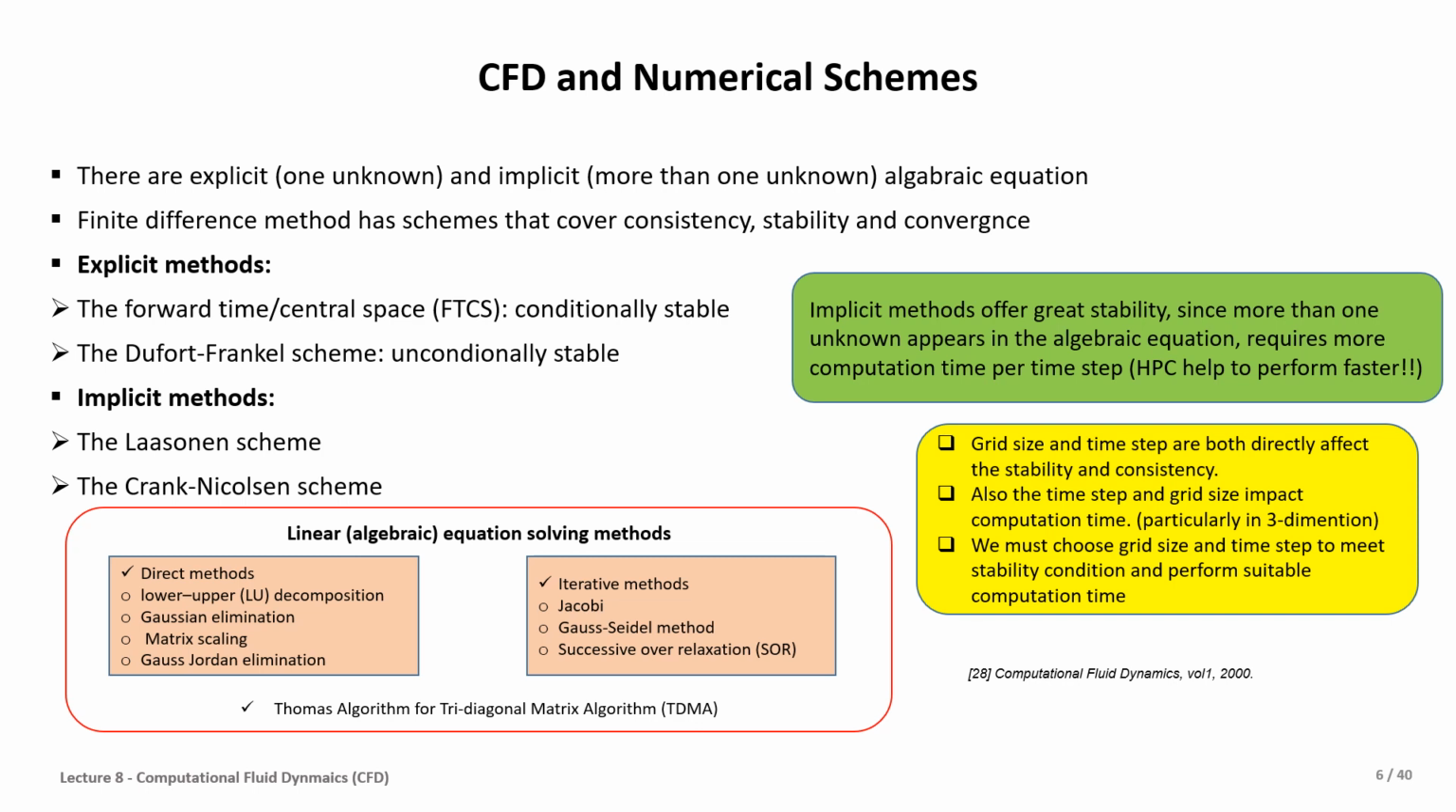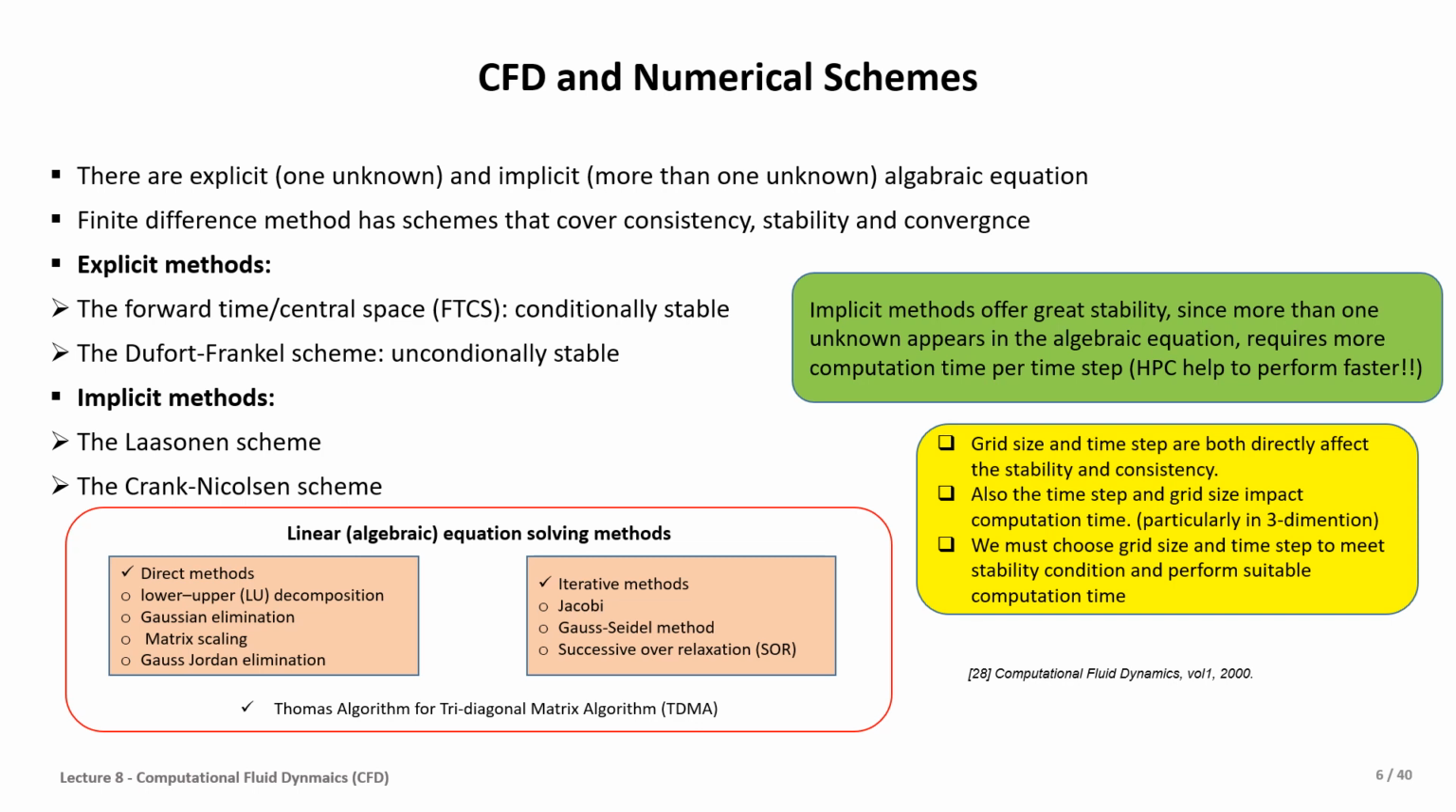However, the point regarding implicit and explicit is that implicit methods offer great stability, since more than one unknown appears in the algebraic equation, and require more computation time per time step. At this point, it shows that if we are using the implicit method, we will have great stability, then it will reach a great solution. However, because the number of unknowns will be more than one, the algebraic equation will need more computation time. Here, HPC helps us to perform it faster.